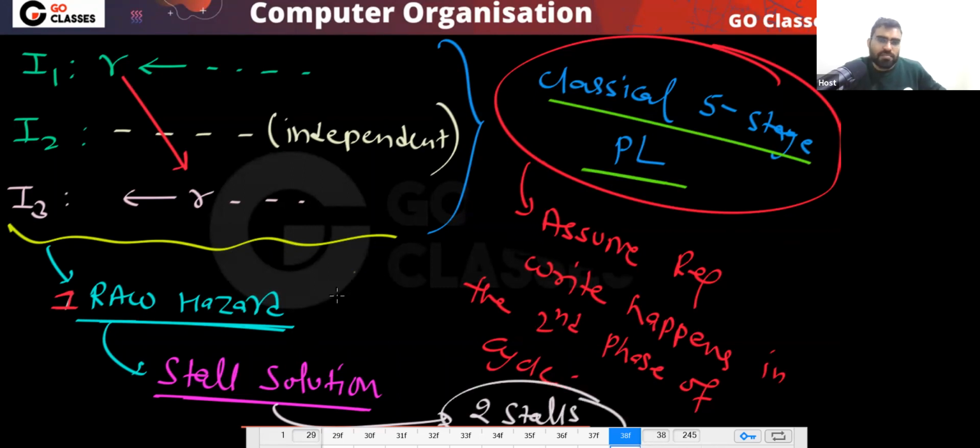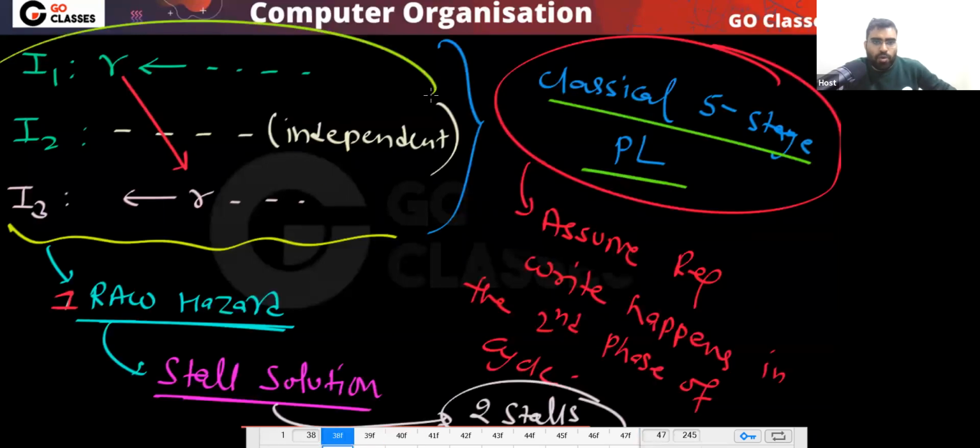Can you try this? Let me know. Just try this one. For the same program, this is your program. Just do it. You will see that there is only one RAW hazard. Use the stall solution. Don't make any mistake. Okay, we will wait, no problem, but we will get two stalls. So let me solve it.